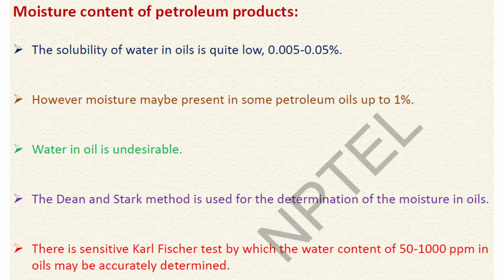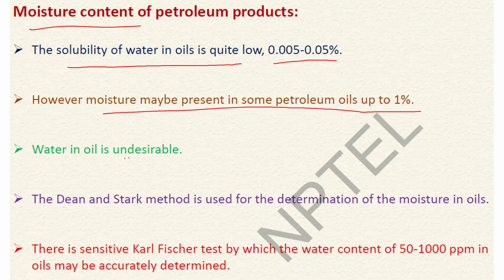Coming on to the next property, which is the moisture content. The solubility of water in oil is quite low, that is 0.0005 to 0.05%. However, moisture may be present in some crude oils up to 1%. So the water in oil is undesirable, and it can be determined by using the Dean-Stark method, which is used for the determination of moisture in oil. And there is another method for the sensitive cases, which is the Karl Fischer test.